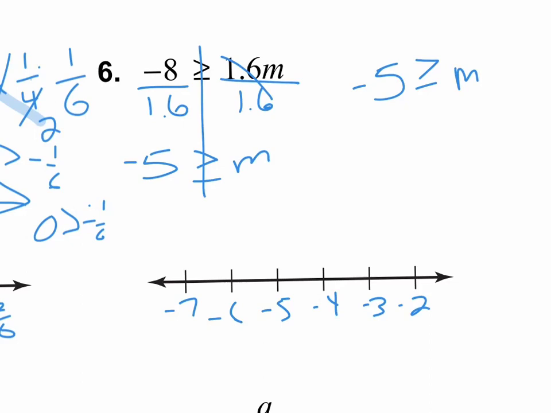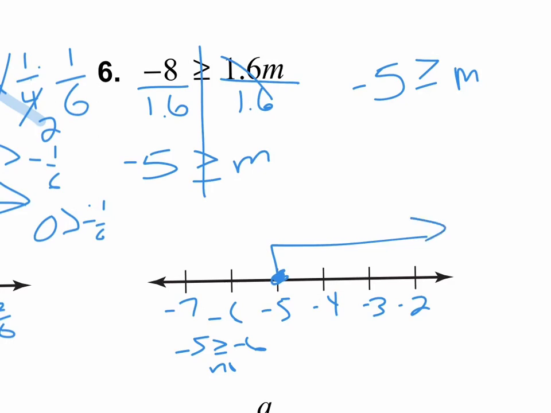Then I have to decide where I am going. First of all, it's a closed circle because of that equal sign underneath. Then I have to decide which way I'm going, so I'm going to pick negative 6 to look at. Negative 5 is greater than or equal to negative 6. Is that true? No. As soon as you get a no, you know it has to go the other way. So it's going that side.